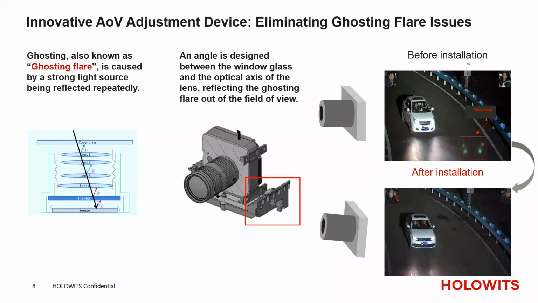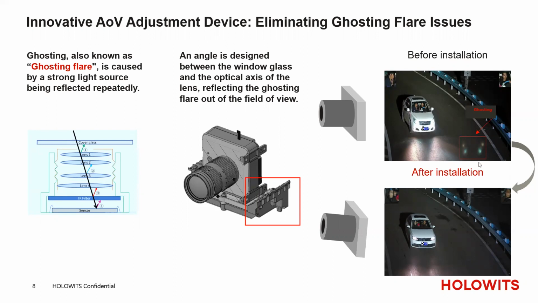So this is before installation. Here there's the ghosting. You can see here, this is some light on the road. It's very annoying. Ghosting, known as the ghosting flare, is caused by a strong light source being reflected repeatedly. So our technology is we use the angle designed between the window glass and the optical axis of the lens, reflecting the ghosting flare out of the field of view.